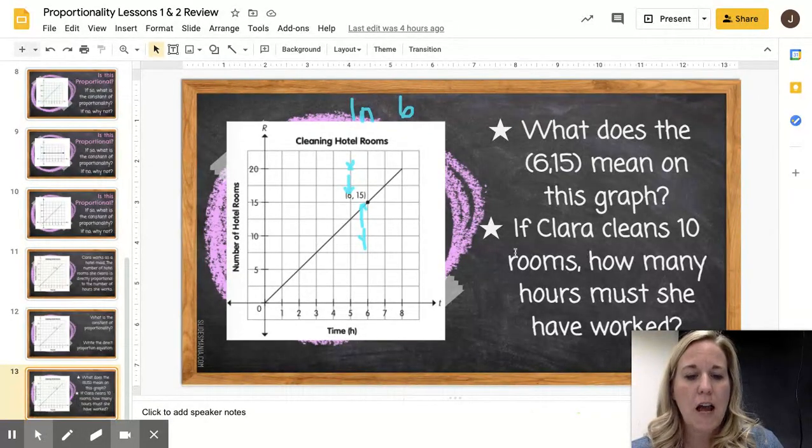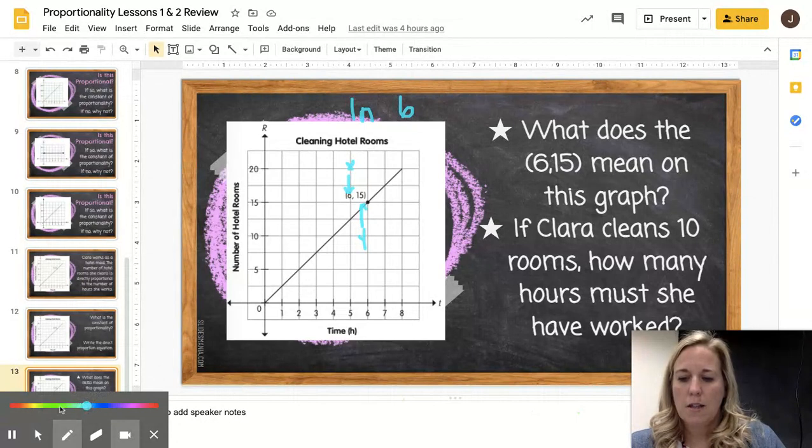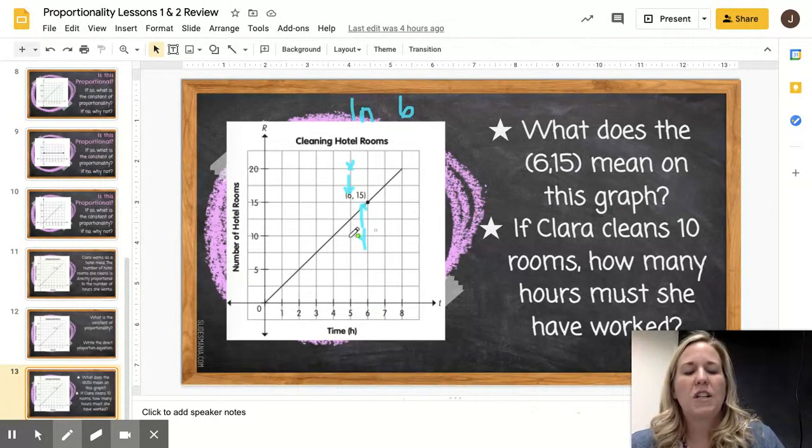If Clara cleaned 10 rooms, how many hours must she have worked? So I can use my graph here. I know she cleaned 10 rooms. So here's the rooms on this side, on the y-axis, and here's the 10. So I'm going to follow it over until it crosses my line. And there's where it crosses, and now I'm going to go down to figure out the time. I see it's 4 hours, so I know that Clara must have worked 4 hours to clean those 10 rooms.